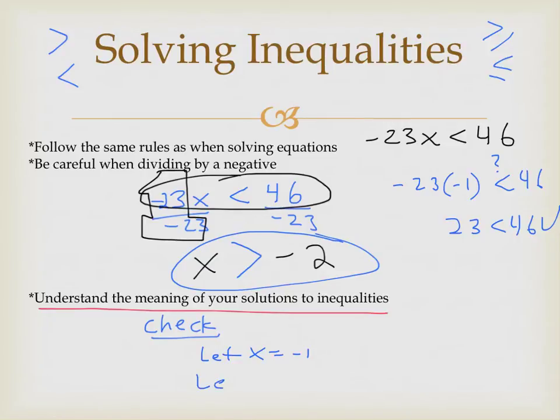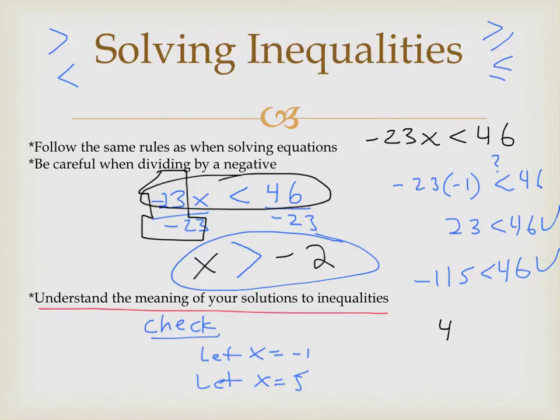You could let x be 5. If you plug that in, you'll have negative 115. Is that less than 46? Yes, it is. Every single x value greater than negative 2 makes this statement true. And you can also check the boundary. Notice how we're saying x can't be negative 2. We have an inequality here. So if we plugged in a negative 2 here, we'd actually have a 46.